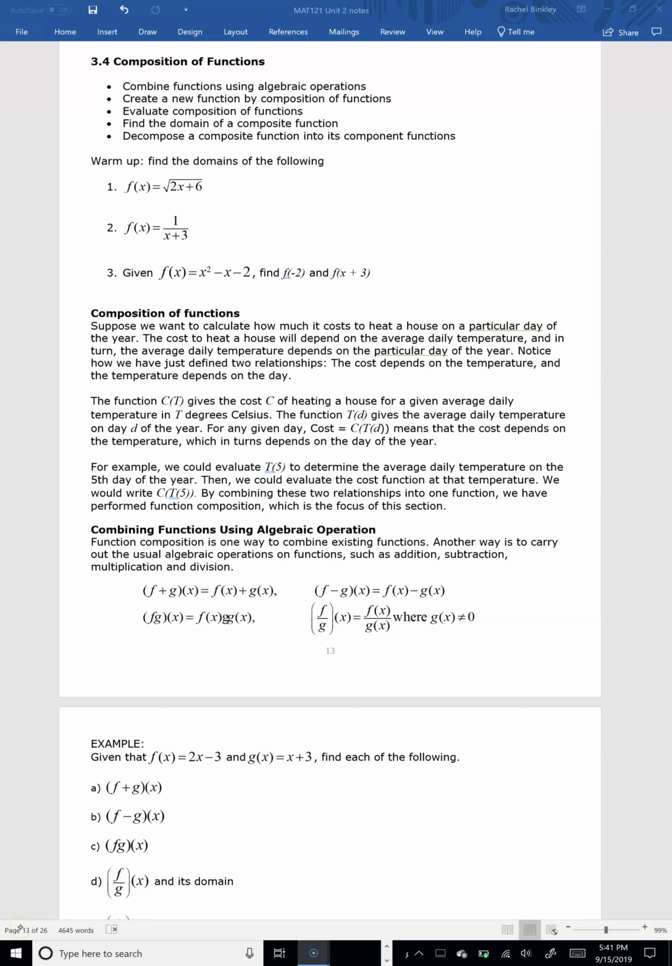Hey you guys, 3.4, composition of functions. We're going to look at a couple of different things. You can add functions together, subtract functions, multiply, divide, or you can take the composition of functions.